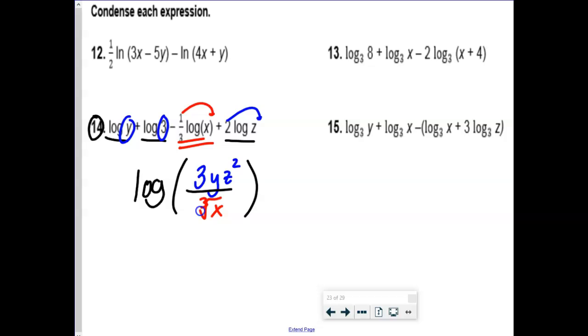All right. Got page 185 for your homework tonight. Some of it's no calculator. Please follow those instructions.